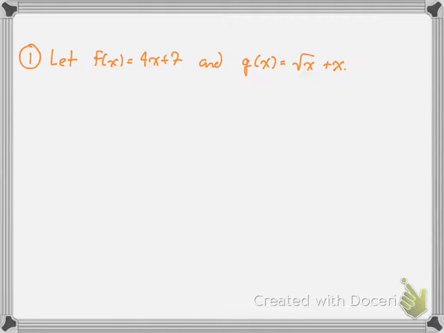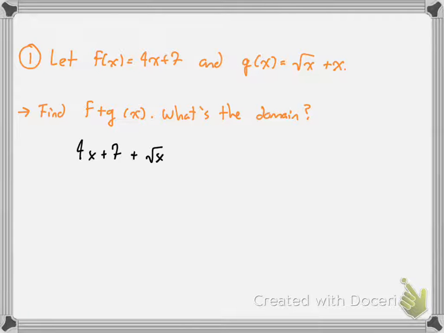So let's start with an example. Let f of x be 4x plus 7 and g of x be the square root of x plus x. First, I want to find f plus g of x, and I want to figure out the domain. So all I'm going to do here is add together 4x plus 7 plus the square root of x plus x. Looking for any like terms to combine, 4x and x will combine. So my final function for f plus g of x is 5x plus the square root of x plus 7.